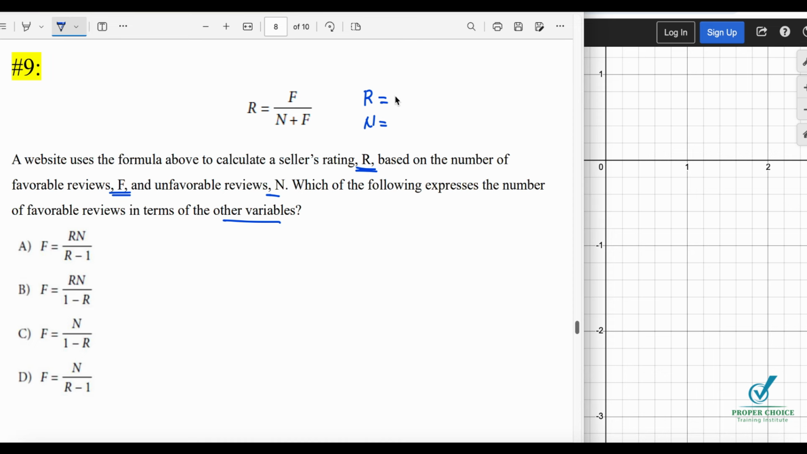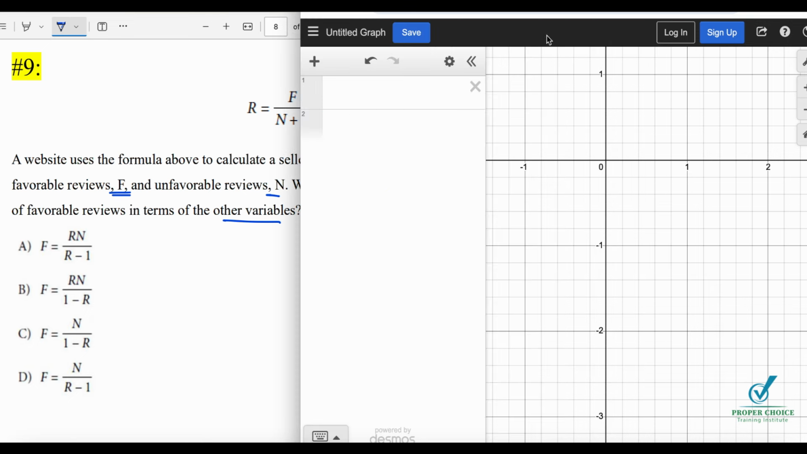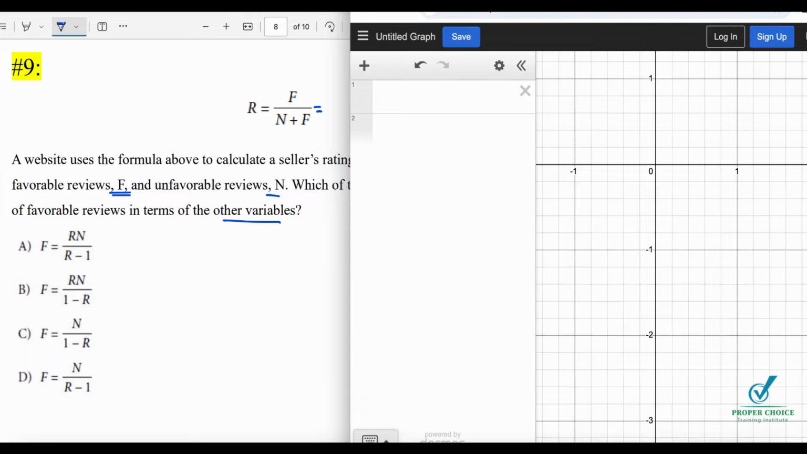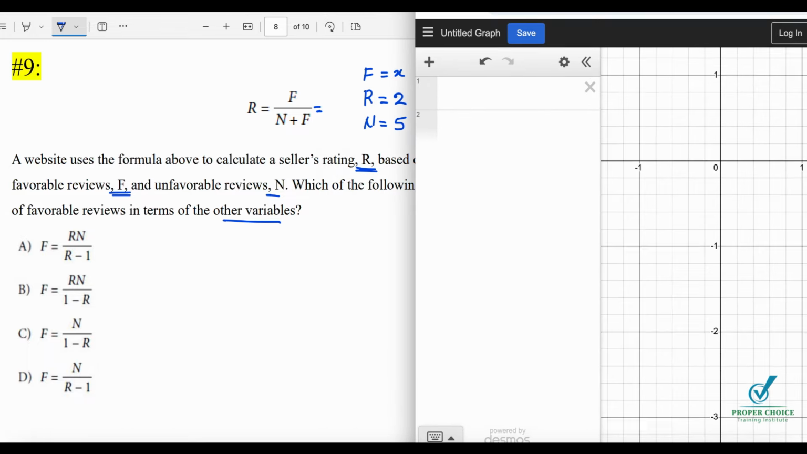Let me take R as 2 and N as 5. I'm just taking them randomly. Now after putting R as 2 and N as 5, what answer do I get here for F? You have to type F, whichever expression we are supposed to find, as x in DESMOS. So type it carefully and see what answer you get. This is what we are doing.